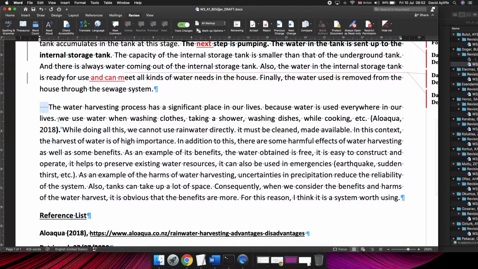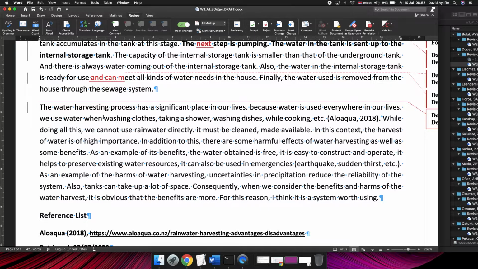This looks too long. The water harvesting process has a significant place in our lives. Okay, good. We cannot use it. It must be cleaned. In this context, the harvest. The water is obtained free. It's easy.